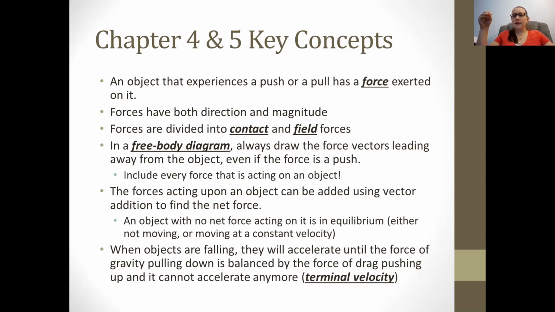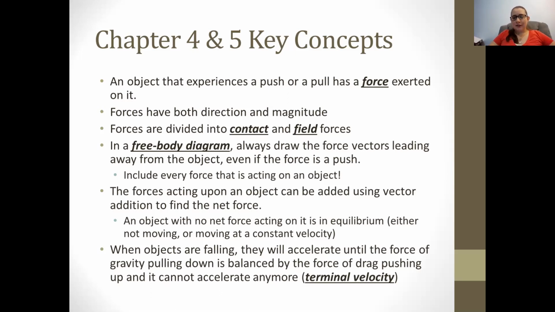And we have two different kinds of forces. We have contact forces, where objects must be touching each other in order for that force to exist. And then we have field forces, where the objects don't need to touch each other. So a contact force might be friction, right? Your hands need to touch each other to rub together and create that heat from friction. Whereas gravity is a field force. We don't need to be touching the sun in order for Earth to orbit around the sun due to gravity. Luckily, because that would be a bad day if we had to touch the sun.